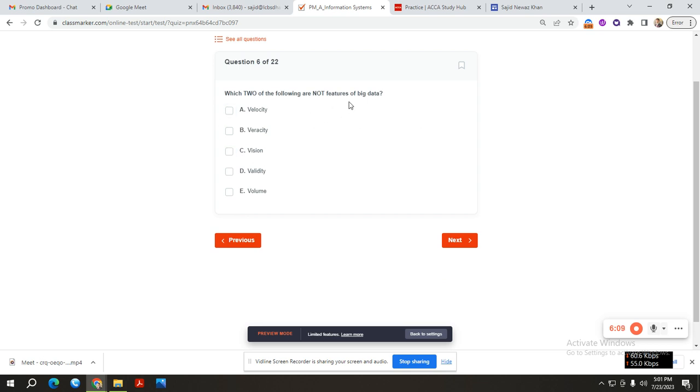Question: which two of the following are not features of big data? Velocity is a feature of big data. Veracity is. Vision is not a feature of big data. Validity is not a feature of big data. Volume definitely is a feature of big data. If you remember the big data features, this should be very simple.